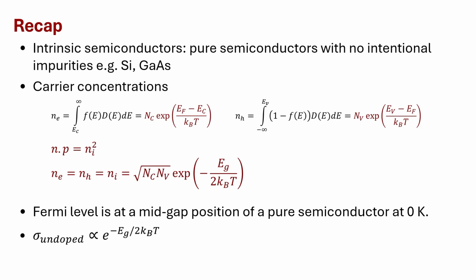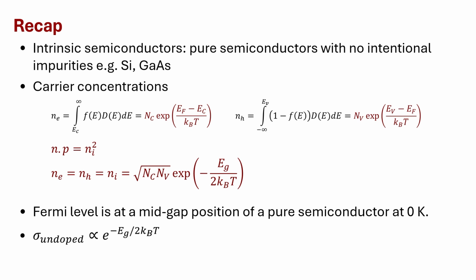So just to recap, the intrinsic semiconductors are basically pure semiconductors with no intentional addition of impurities. So examples could be silicon, gallium arsenide and many other semiconductors. They may have impurities, but those impurities are unintentional and in very small amounts, and these are made using certain processes which are very energy intensive and time intensive in nature, which we will discuss in the later lectures.